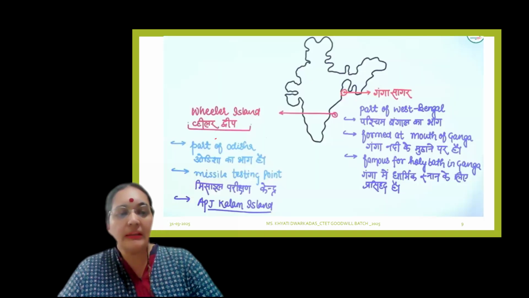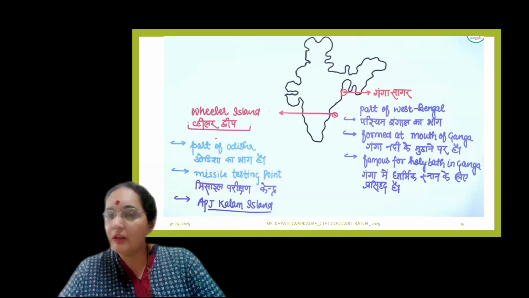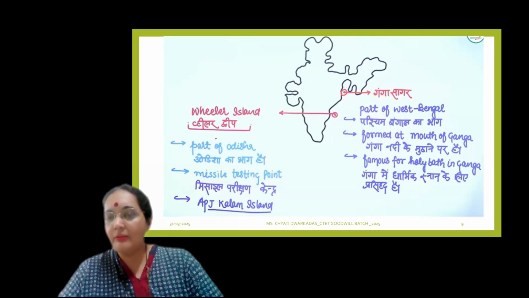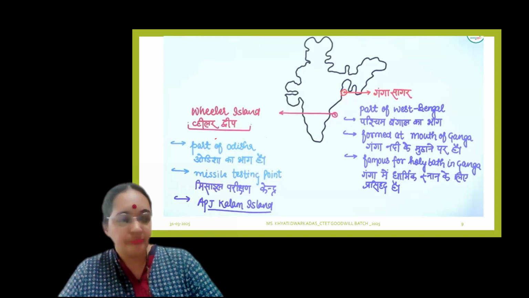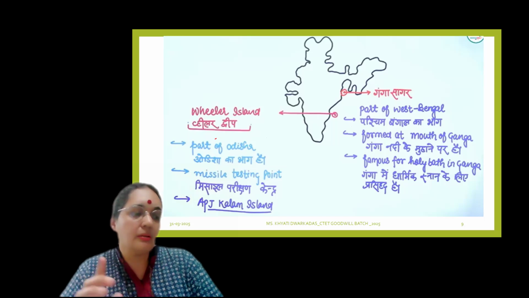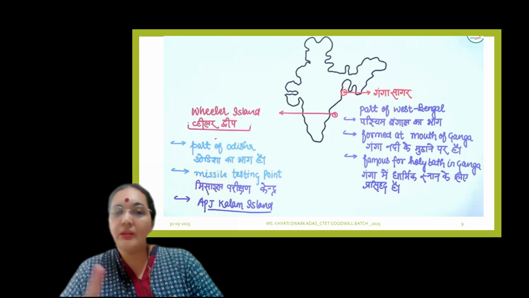Now look at this, we are dealing with islands on the Bay of Bengal side first. So you can see Ganga Sagar is an island which is a part of West Bengal, formed at the mouth of river Ganga. It is the place from where river Ganga will enter the Bay of Bengal. It is very, very famous for a holy bath in the river Ganga. It's also called Ganga Sagar, where river Ganga will join the Bay of Bengal. Ganga और सागर का मिलन जहाँ हो रहा है, Ganga Sagar.